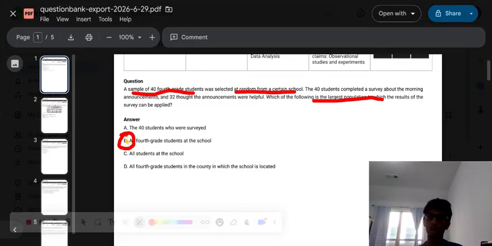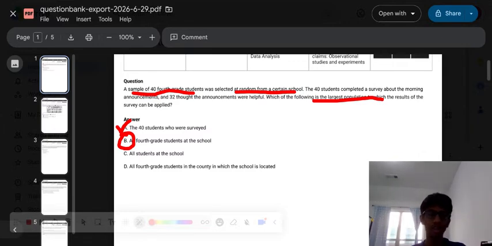If you're putting the 40 students that were surveyed, yes, that is definitely an option, but it's not super broad, right? So A is one thing that it is applied to. Okay, all students at the school. Well, the thing is, if we think about it, only the fourth grade students were surveyed, right? 40 fourth grade students. So what if the fourth graders think, oh, well, the announcements have nothing to do with us. The rest of the school is like, well, it doesn't include fourth grade announcements, but it has relevant information for fifth graders or third graders, right?